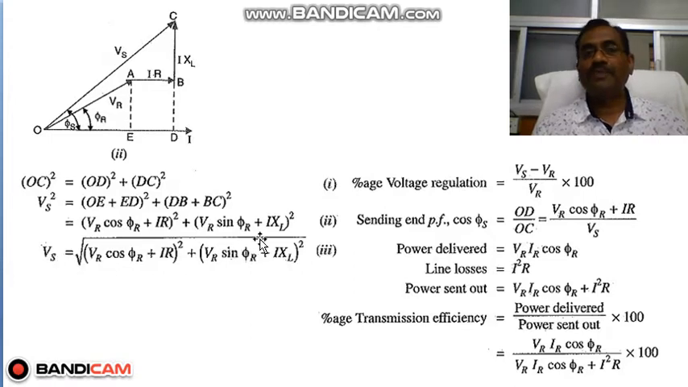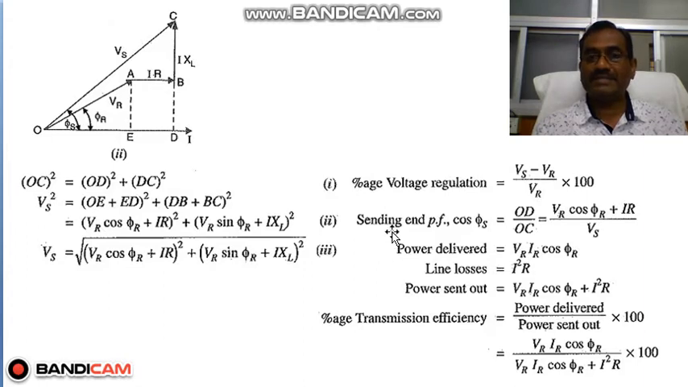So now let us calculate the performance parameters. So what are the performance parameters? Voltage regulation, line losses and transmission efficiency. Okay. So let us see one by one. Percentage voltage regulation. So what is this percentage voltage regulation? It is the sending end voltage minus receiving end voltage divided by receiving end voltage. So Vs minus VR divided by VR into 100.